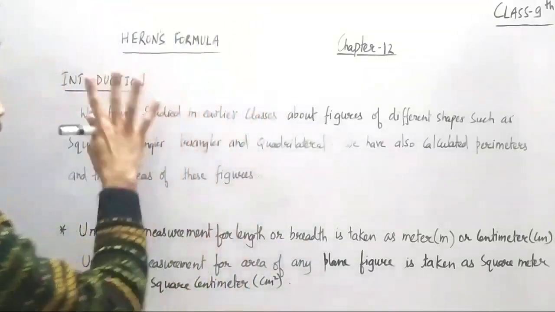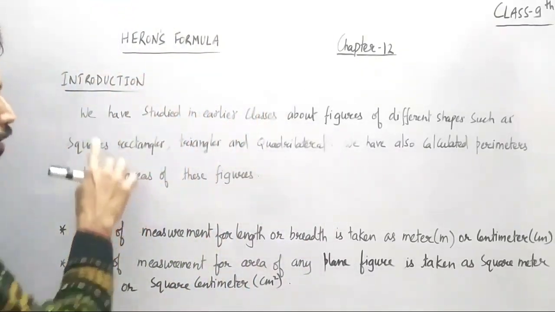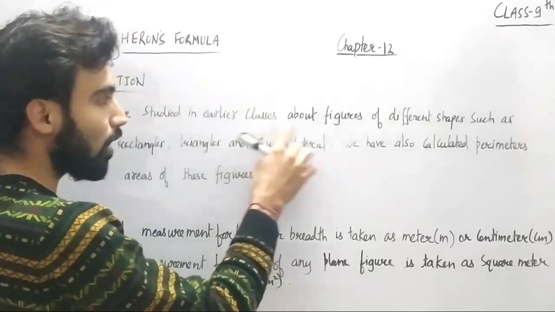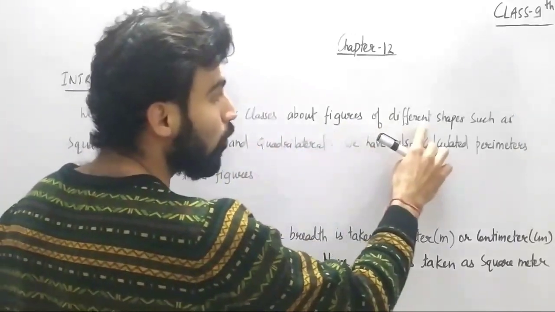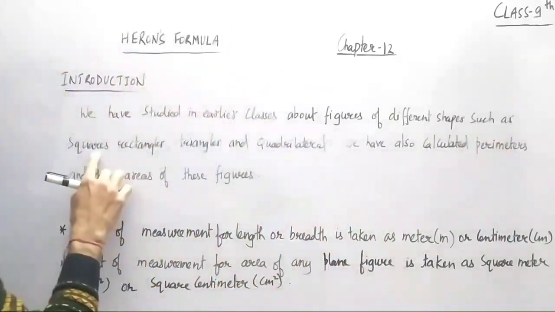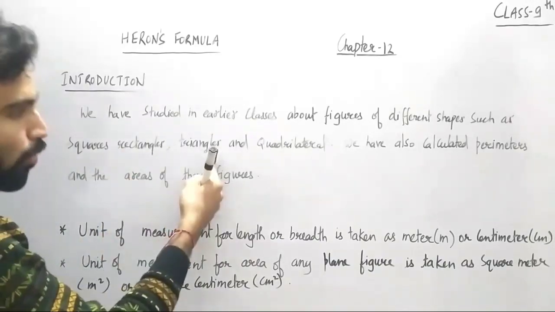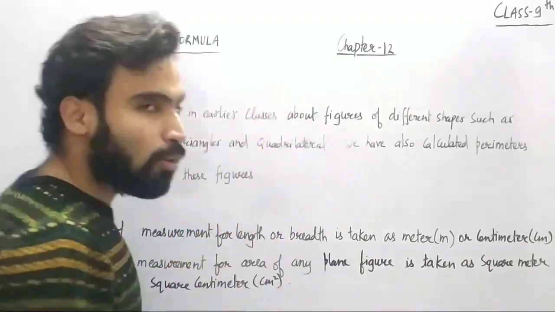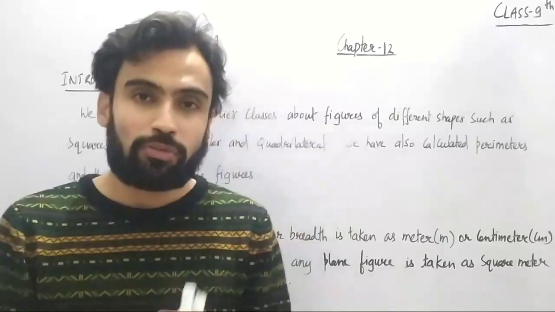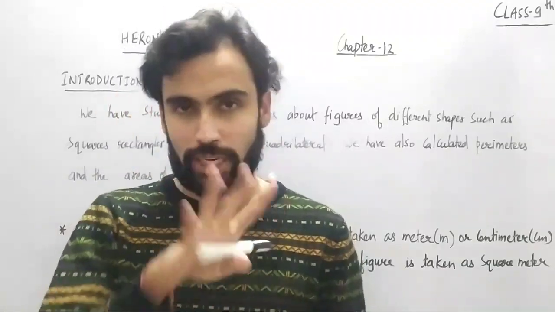So in this chapter, let me just explain you that we have studied in earlier classes about figures of different shapes such as, you can see, square, rectangles, triangles and quadrilaterals. That means various figures which consist of four sides, right?